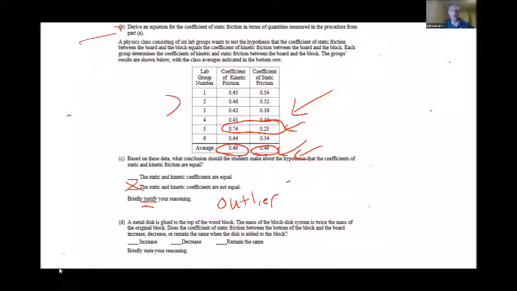All right, last part. A metal disc is glued to the top of the wood block. The mass of the block disc system is now twice the mass of the original block. Does the coefficient of static friction between the bottom of the block and the board increase, decrease, or remain the same when the disc is added to the block? Somebody tell me what you think.